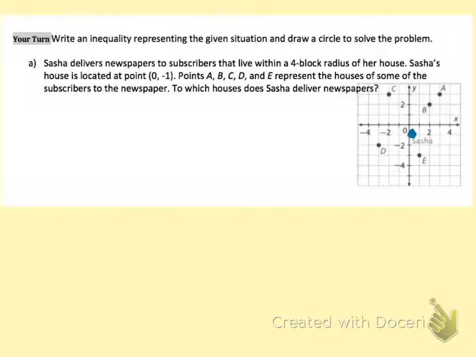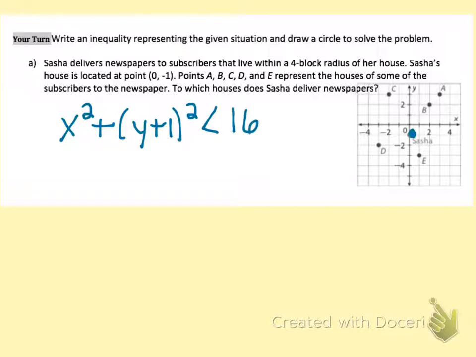So she delivers within a 4-block radius. So that means if you want to check out the inequality, it would look like this. It would be x minus 0, which is really just x squared. That's what happens if one of the coordinates of the center is 0, then it's just either x squared or y squared. And then plus y plus 1 squared. And you want it to be within, so less than 4 squared, which is 16 blocks. So graphing it would look like this.